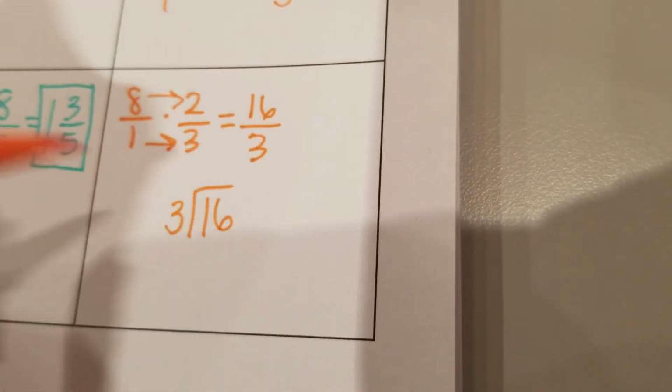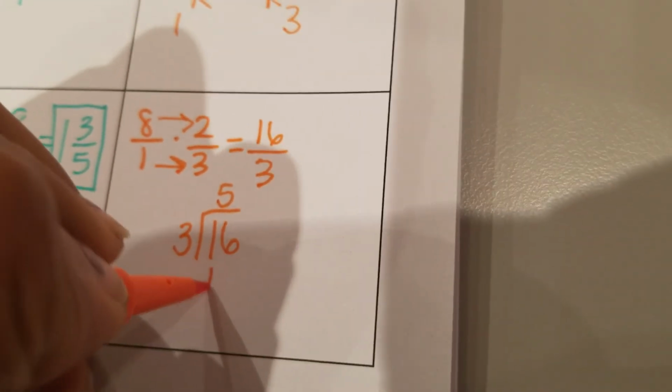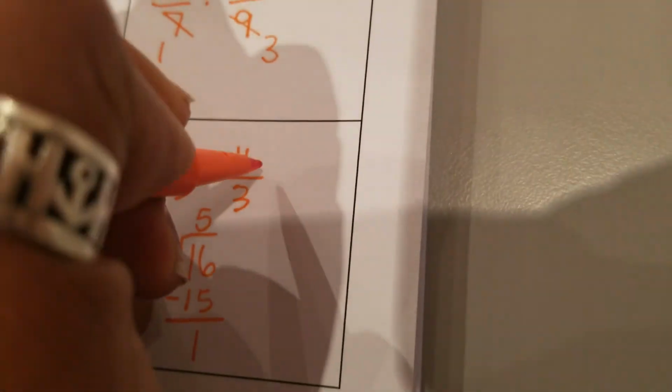Again, we have an improper fraction, so we will need to divide. 16 on the inside, 3 on the outside. 3 goes into 16 5 times without going over to give us 15, and 1 remaining. So this is equal to 5 and 1 over 3.